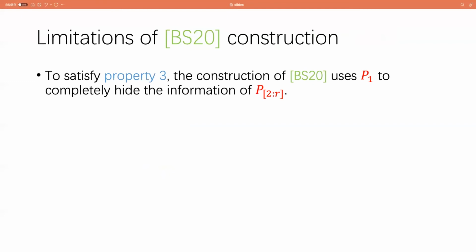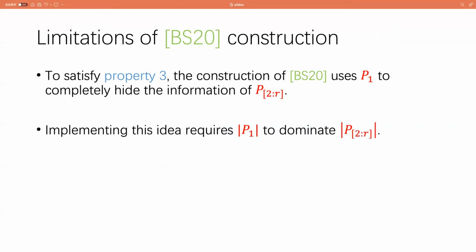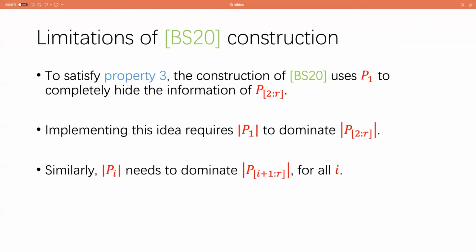However, to satisfy the third property, the construction of Balkanski and Singer uses P1 to completely hide the information of the partition of P2 to PR. To implement this idea, the size of P1 should dominate the total size of the rest of the sets. Similarly, the size of Pi should dominate the total size of Pi+1 to PR, and therefore the size of P1 should be exponentially larger than the size of PR, which implies that the number of groups R is at most order log n.